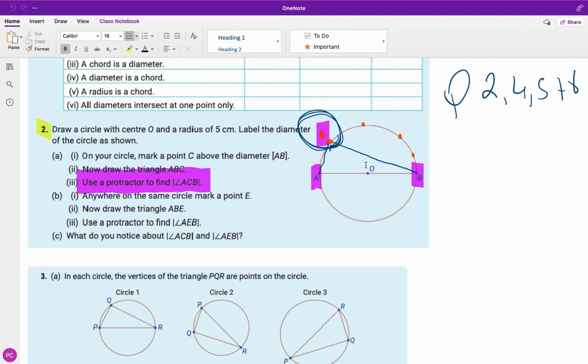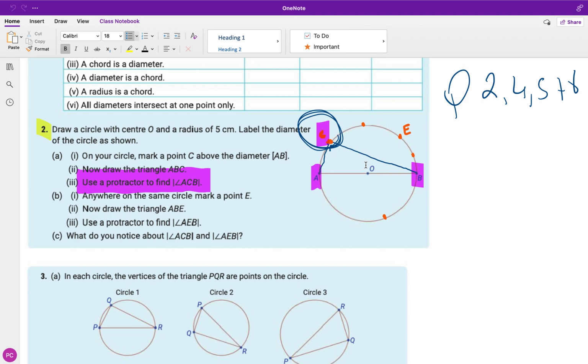Anywhere on the same circle, mark the point E. So it could be any of those orange dots that I draw, or I could decide to do it down here. I could call that E. It doesn't make any difference. So if we say that one of the ones I did at the top was point E, I'm calling this one now point E. But I could do it down the bottom if I want.